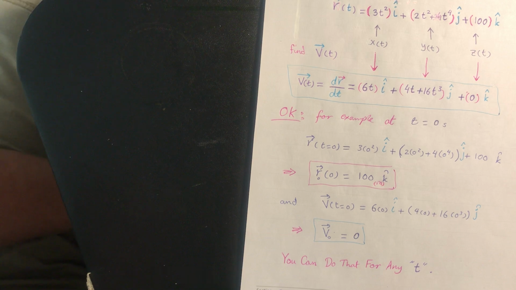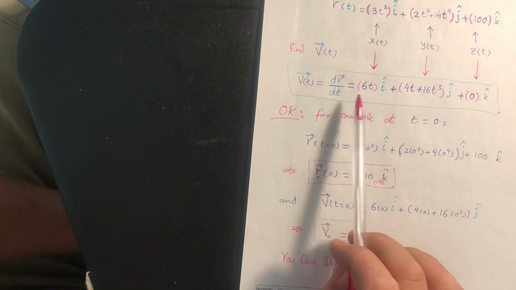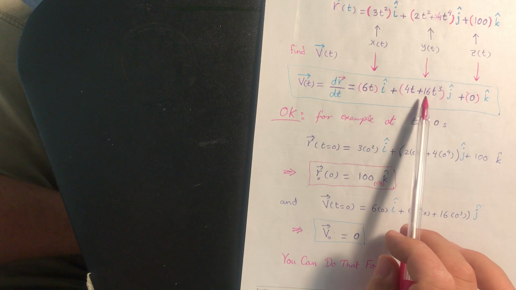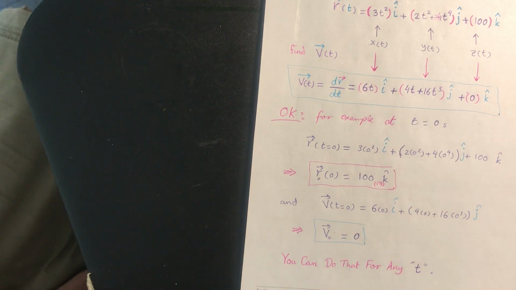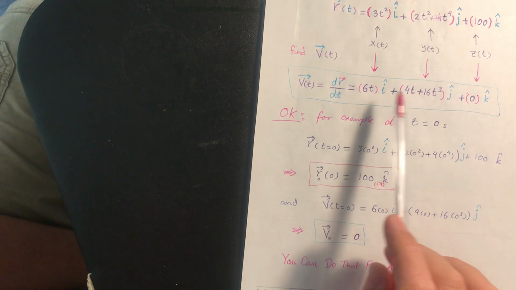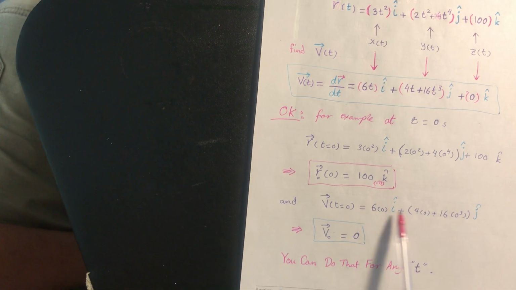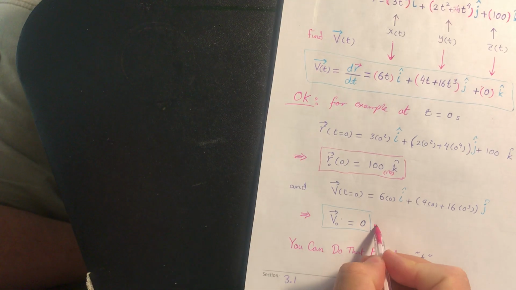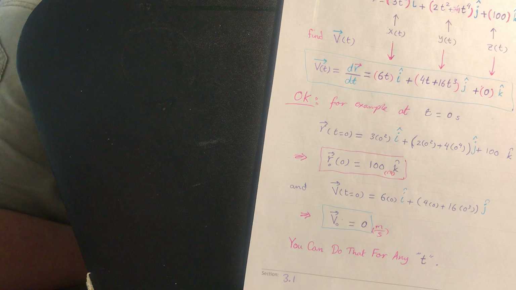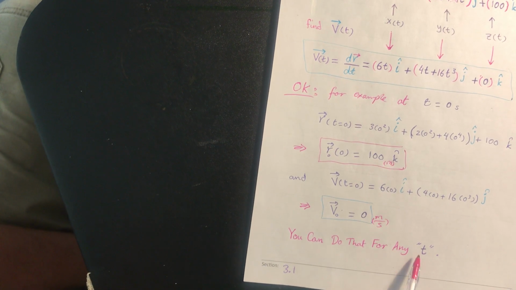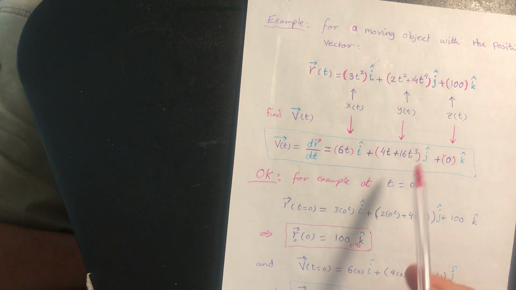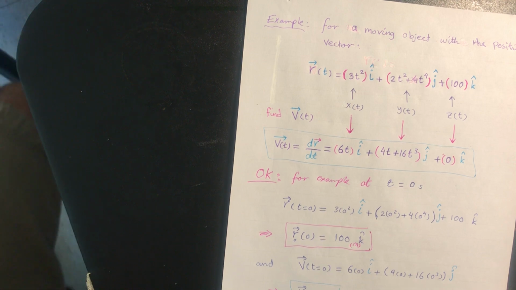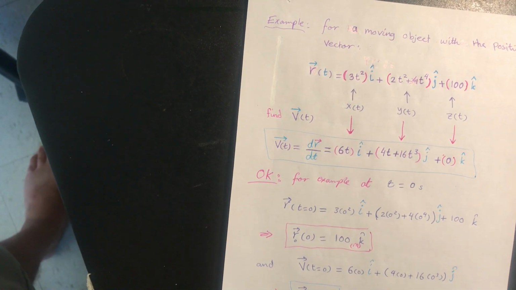What about the velocity at t equal to 0? Okay, we have the velocity vector: 6t i hat, and 4t plus 16t cubed in j hat. If we put 0 in t, it will be 0 everywhere. Then the initial velocity will be equal to 0 meters per second. And we can do that for any t. We can choose any t and put it in the relations and find the position and velocity vectors for this example or any other example. Thank you.